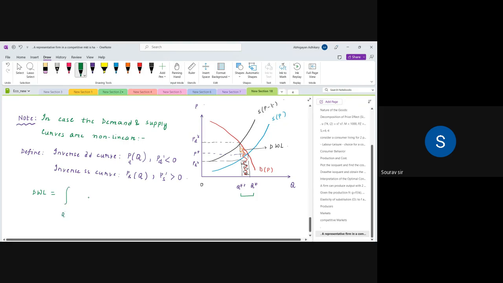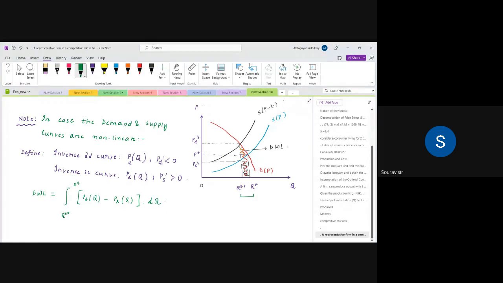So the deadweight loss will be basically the integration from Q double star to Q star of the inverse demand function minus the inverse supply function, and the integration needs to be done over the horizontal axis, which is dQ. Okay, is the idea clear with everyone? Any questions?